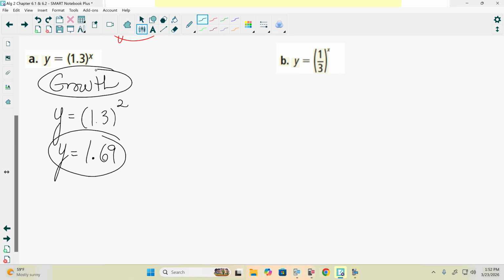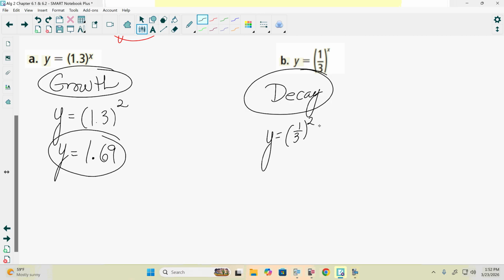How about B? Decay because 1/3 is between 0 and 1. And indeed, 1/3 squared, 1/3 times 1/3 is 1/9. Questions on any of this so far?